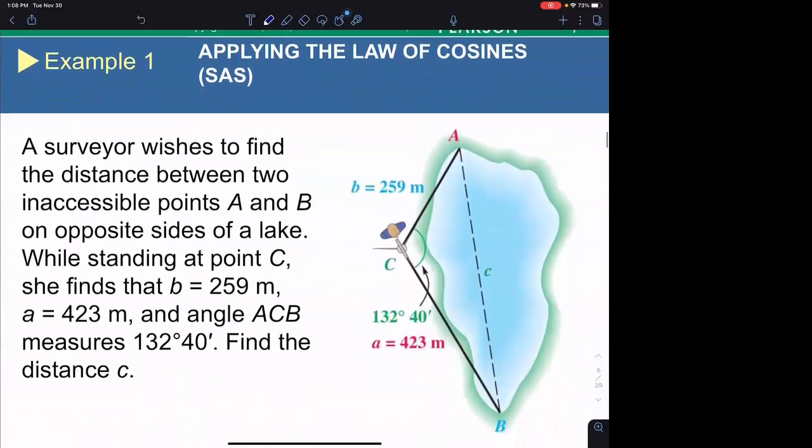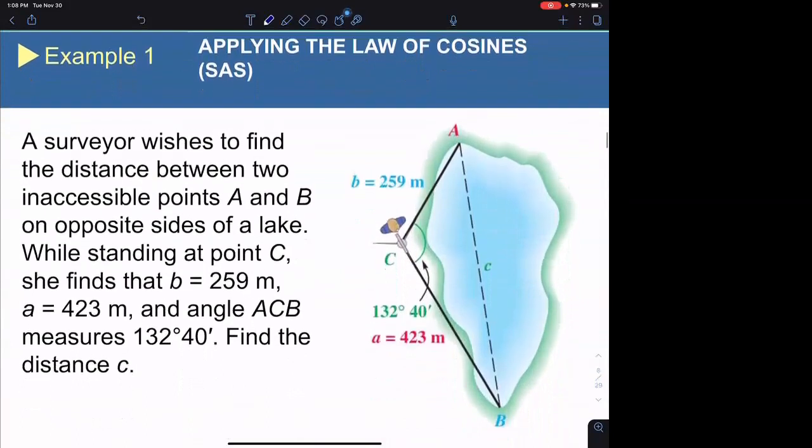So let's look at this example 1. It's got a nice little picture. Applying the law of cosines in a side angle side situation. The surveyor wishes to find the distance between two inaccessible points, A and B, on opposite sides of a lake while standing at point C. She finds that B is 259 meters, so we know side B. A is 423 meters, and the angle ACB measures 132 degrees 40 minutes.